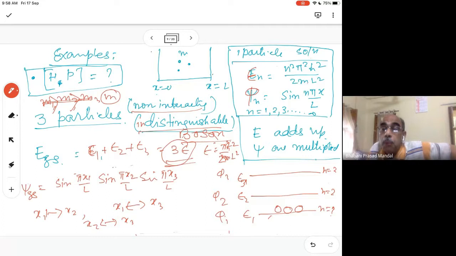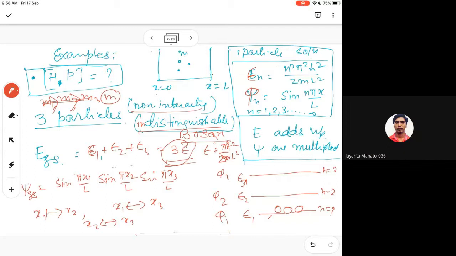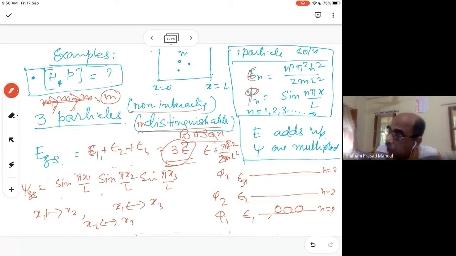Jayanto Mahato, is that wave function symmetric if I interchange x1 and x2? Yes, sir. Symmetric. If I interchange x1 and x3? It will also be symmetric. Good. So if they are in the same state, whether I write x1 or x2 or x3, they are always symmetric. So we don't have to do anything. Even for identical bosons, this is my answer.